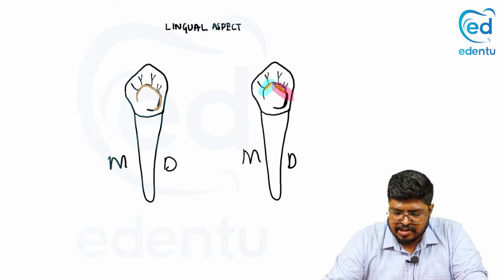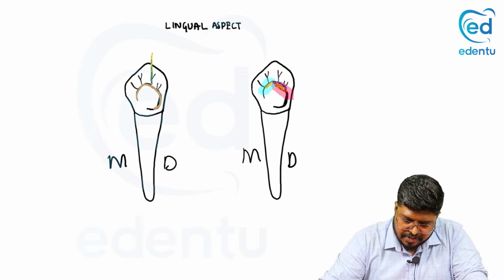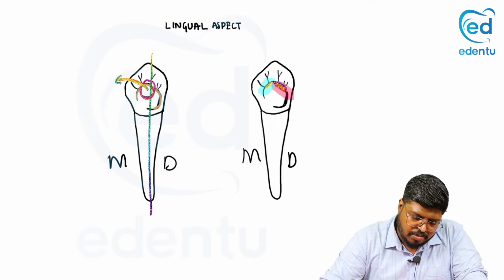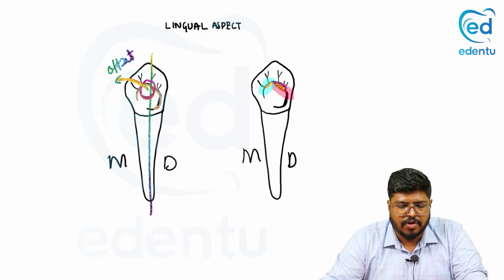Also, the cusp tip that is present will be slightly offset to the mesial. You see the lingual cusp tip? The lingual cusp tip is going to be offset towards the mesial. I hope this is clear for you.